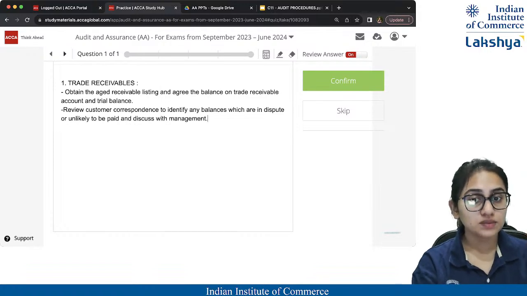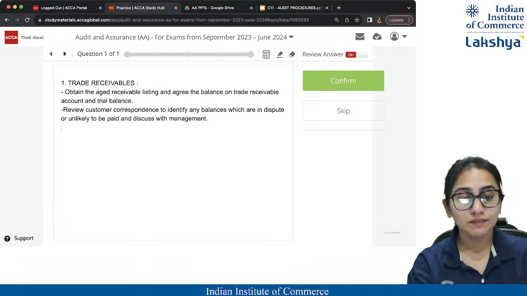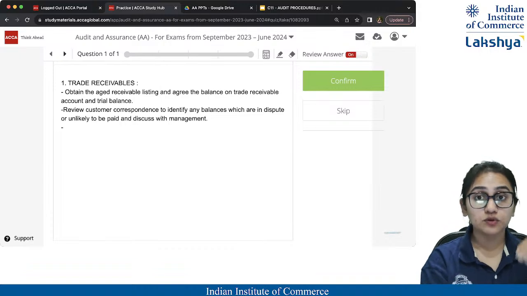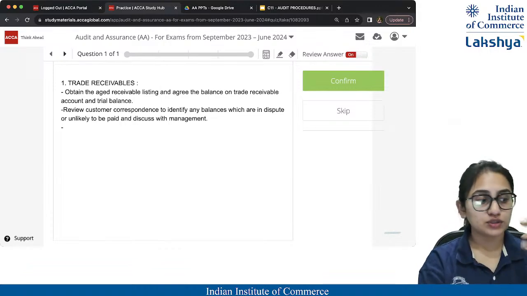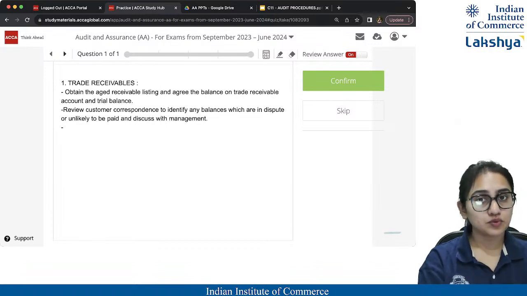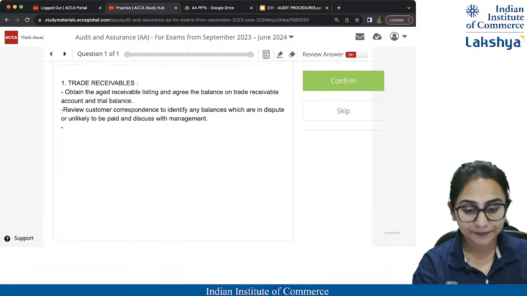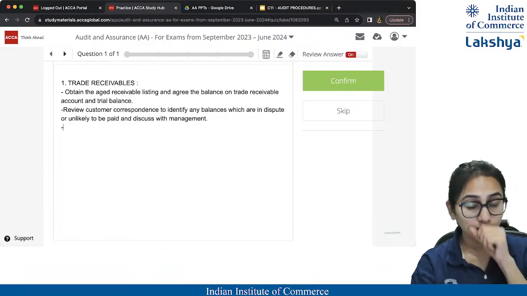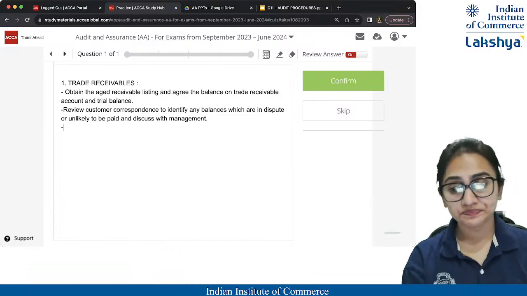So review customer correspondence to identify if there are any disputes in any balances and discuss the same with the management, because a lot of times people don't want to pay the money. So they will say, no, forget about it. I am in liquidation. I am facing bad debts. I will not pay the money. So this is the money in dispute. Okay. Then what is one of the best things to do?